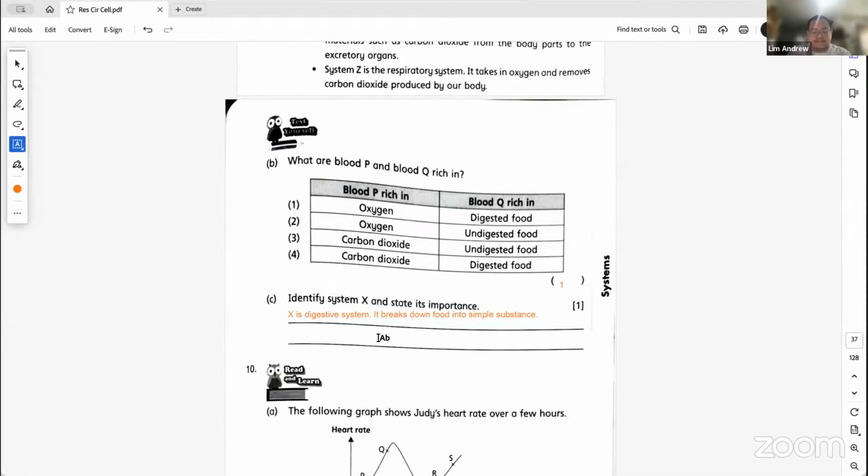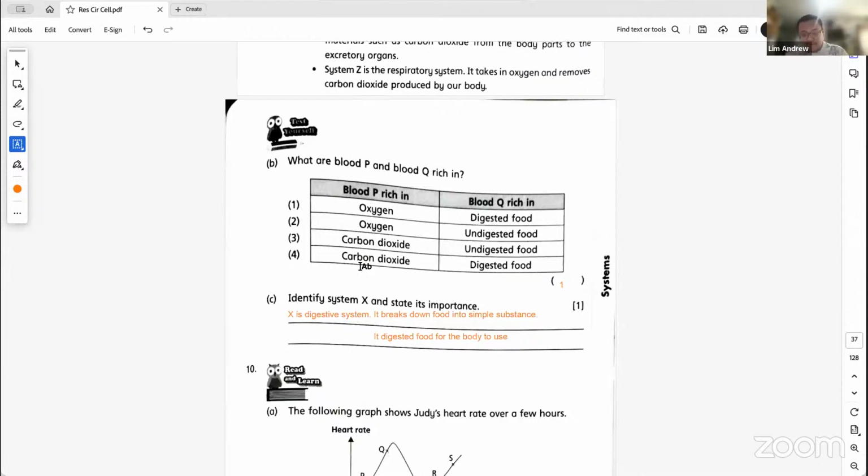Or the other way you can write that, you can write it digests food for the body to use. That's it. It's only 1 mark. You don't have to write so many stories. Just a 1 mark question, simple. X is the digestive system. Either you write it breaks down food into simple substances, or it digests food for the body to use. That's it.